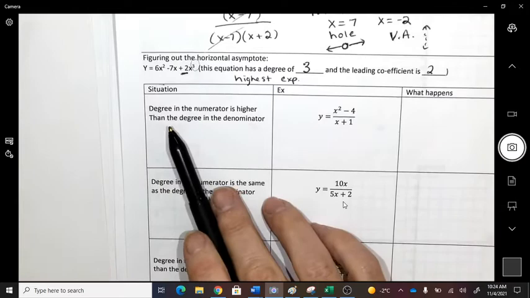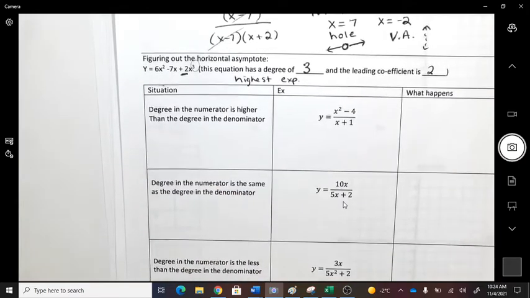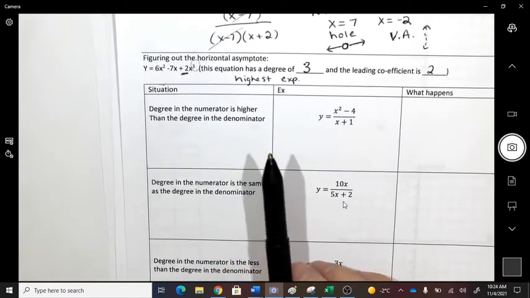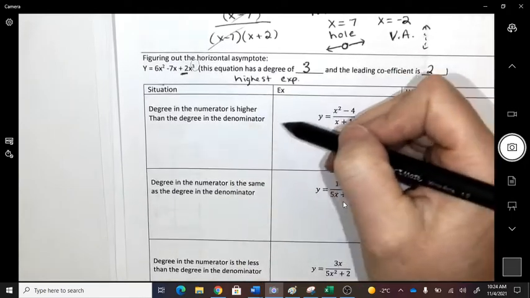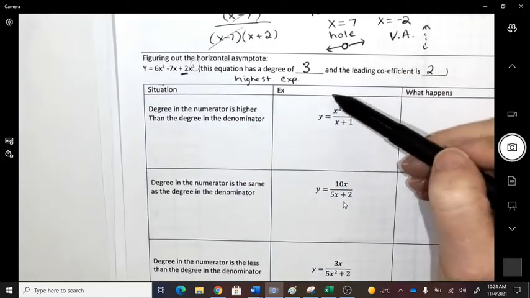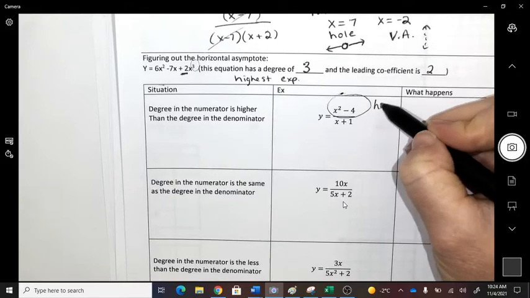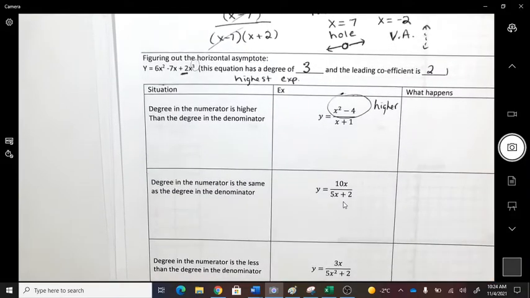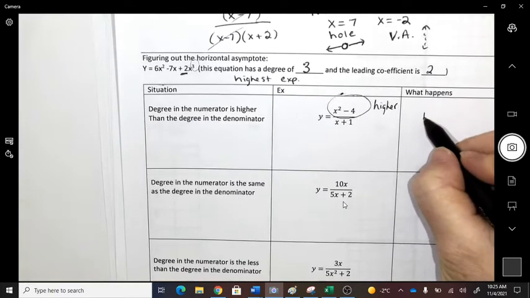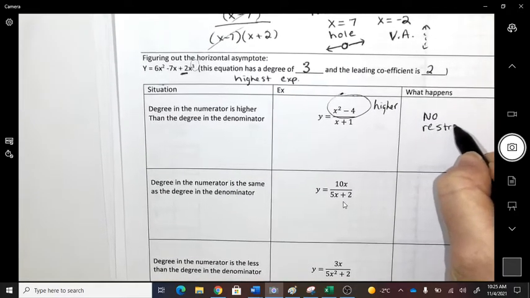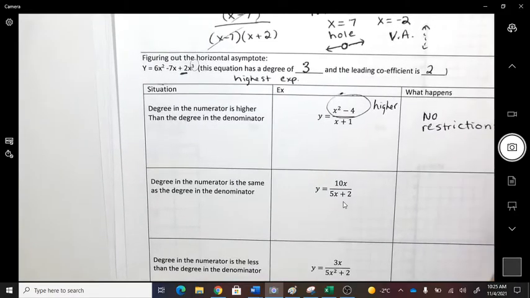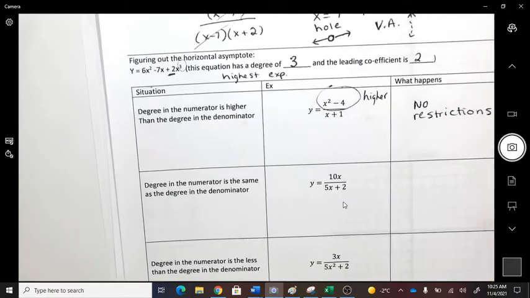Okay, here we go. Here's your 3 rules. If the numerator, so the numerator is on the top, if it has a higher degree, okay, what happens when your number just gets bigger, bigger, bigger on the top? You're just going to get bigger, bigger, bigger. There's no restrictions. You're just getting bigger.